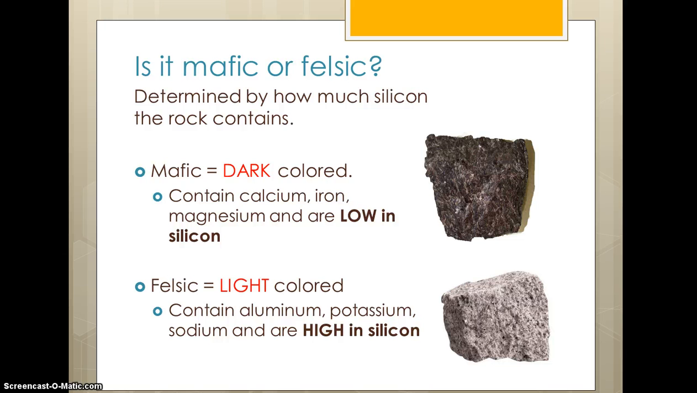Okay, a couple of other things about igneous rock. You have what's called mafic or felsic, and that basically tells you the color, and it tells you how much silicon and magnesium are in there. So if it's mafic, it's dark colored. It means it contains calcium and iron and magnesium, and it's really low in silicon. So low in silicon is what gives it its dark color. The more silicon it has, the lighter it's going to be. So if you're looking at a light colored igneous rock, then that's going to be a felsic igneous rock. Okay, and that means it's really high in silicon, but it also contains aluminum, some potassium, and some sodium.